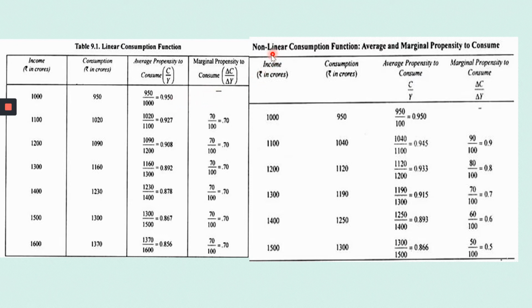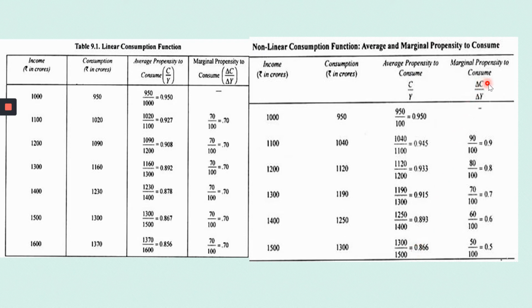What do you mean by non-linear? Non-linear is not given there, but I just want to explain it so that you will have additional knowledge about linear consumption and non-linear consumption. What is non-linear consumption? Now look at this column. Income is given and consumption is given. How do you calculate average propensity to consume? C by Y. So 950 divided by 1,000 gives me 0.950. Similarly, 1,040 divided by 1,100 will give me this. So this is how I calculate my average propensity to consume.